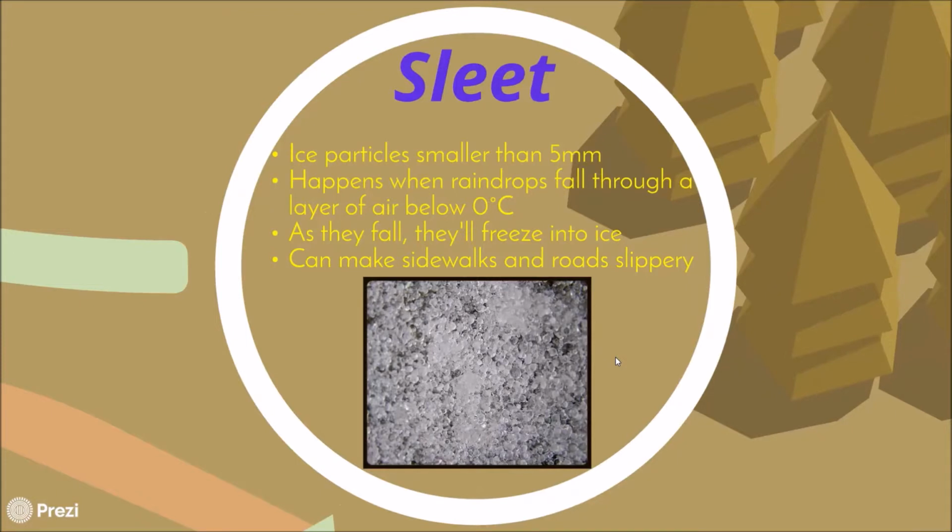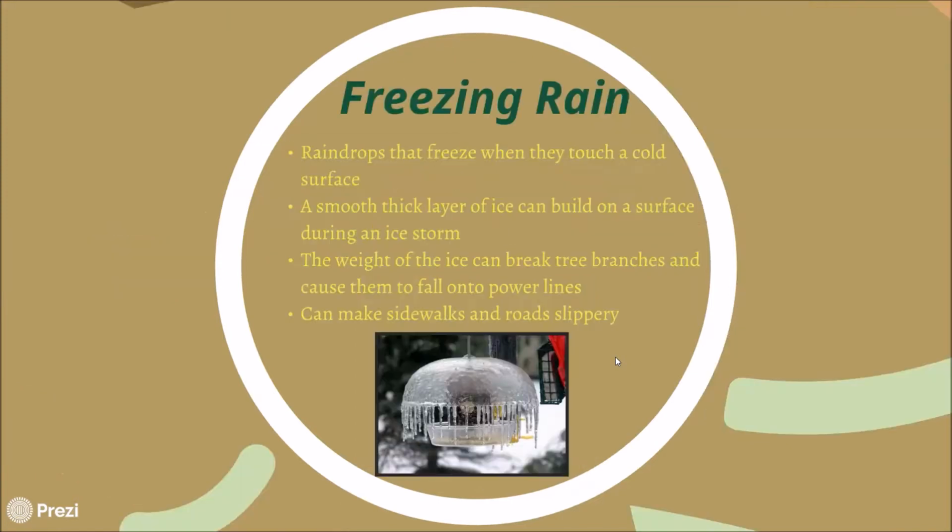Sleet is ice particles smaller than 5 millimeters. Sleet happens when raindrops fall through a layer of air below 0 degrees Celsius, or freezing. As they fall, they'll freeze into ice. Sleet can make sidewalks and roads very slippery.